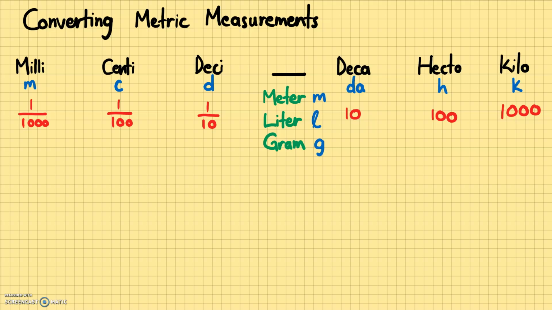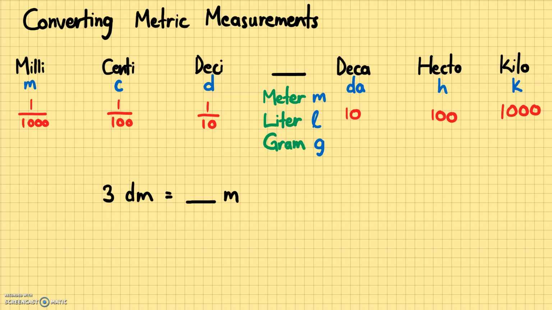Okay, so this lesson is on converting measurements. So let's say that we have 3 decameters equals how many meters? Let's start off with something easy.